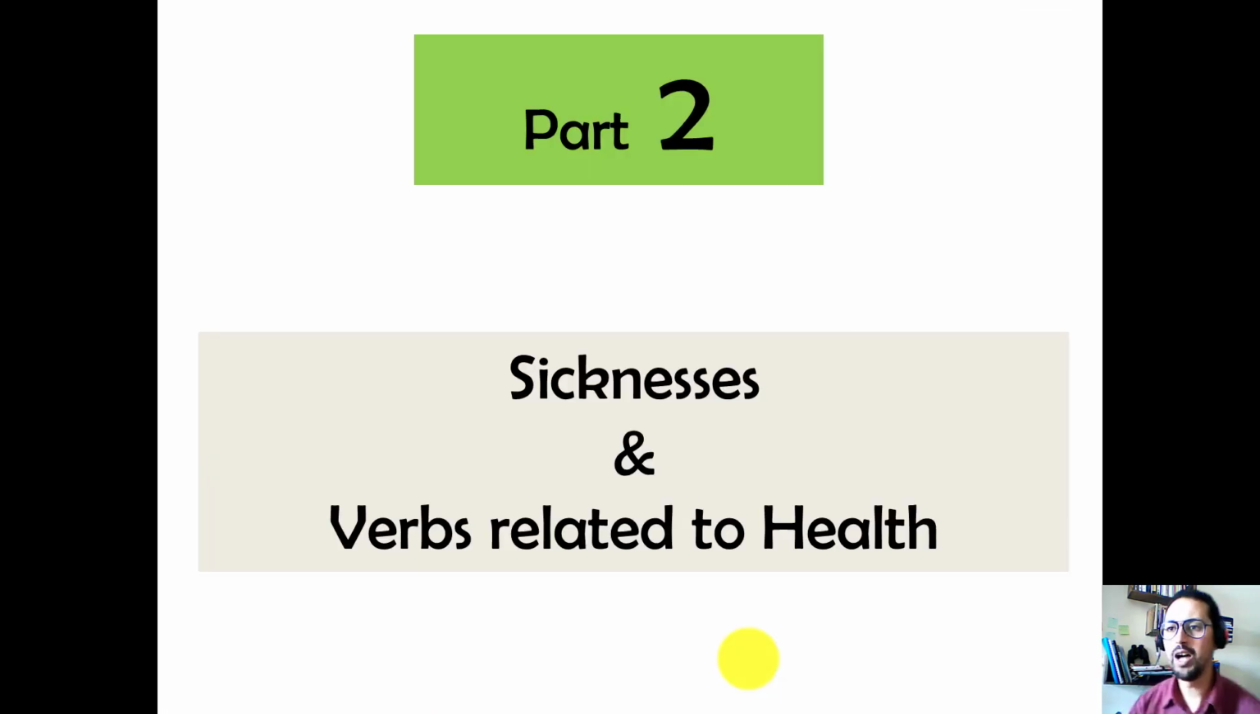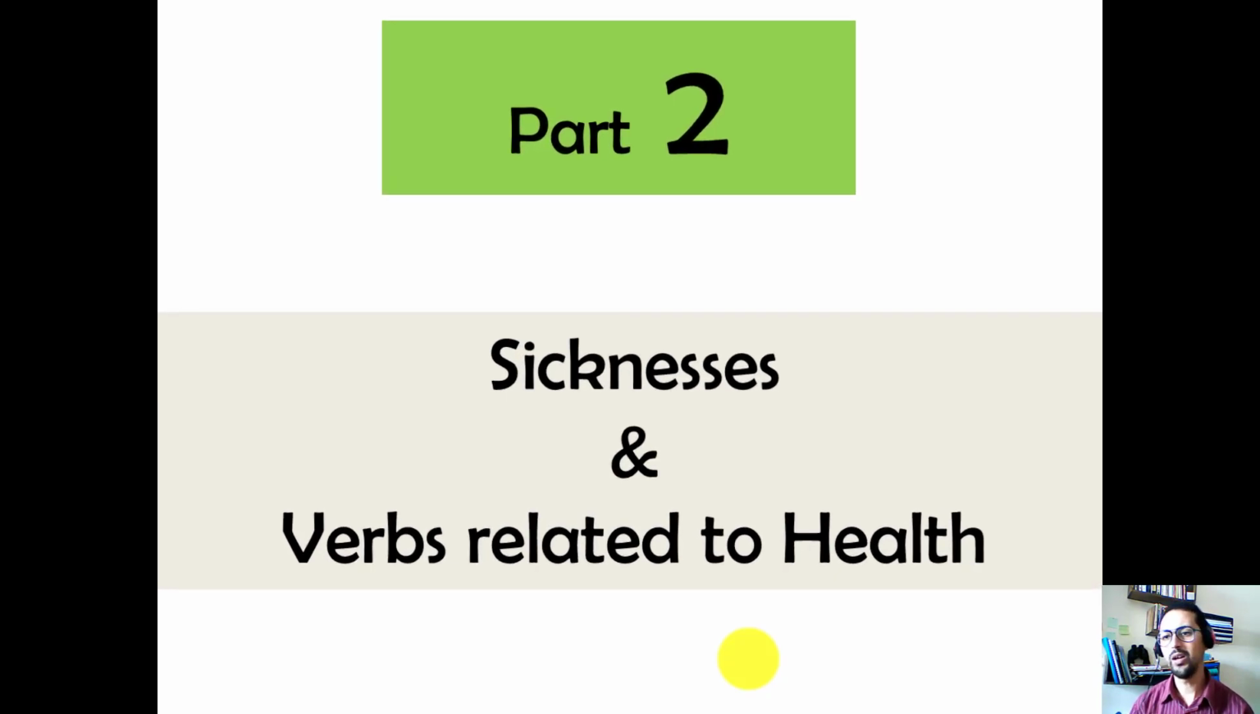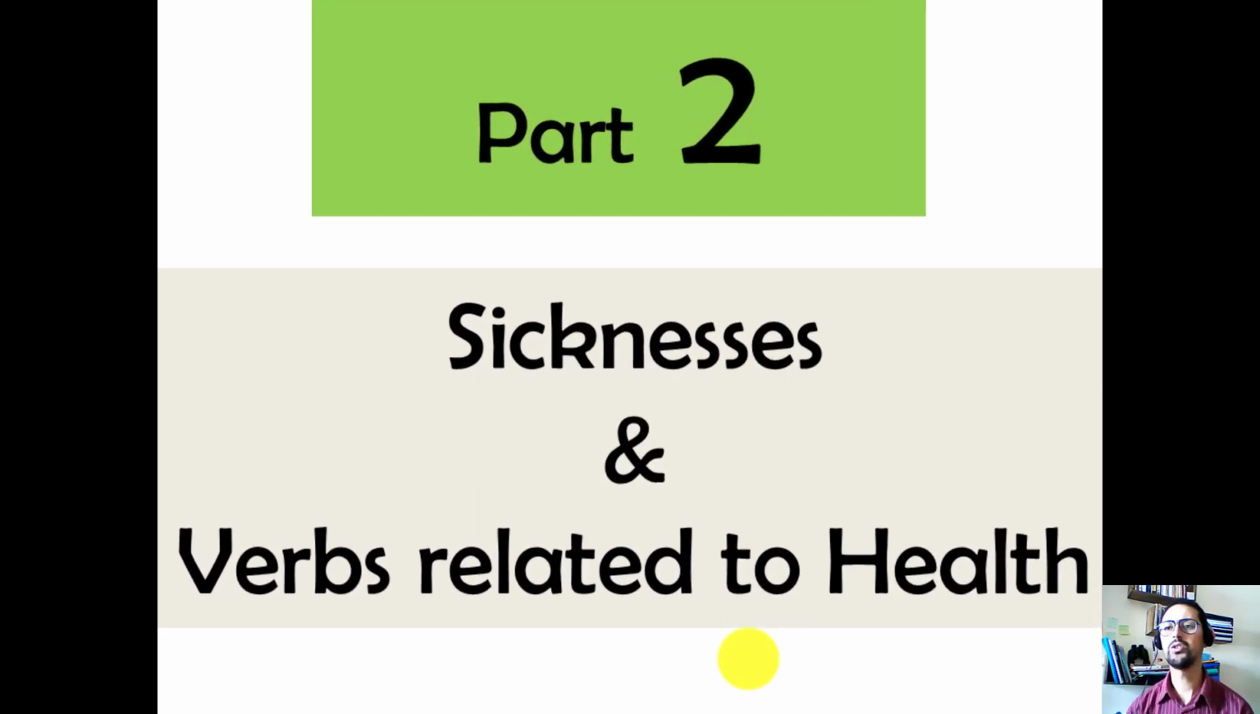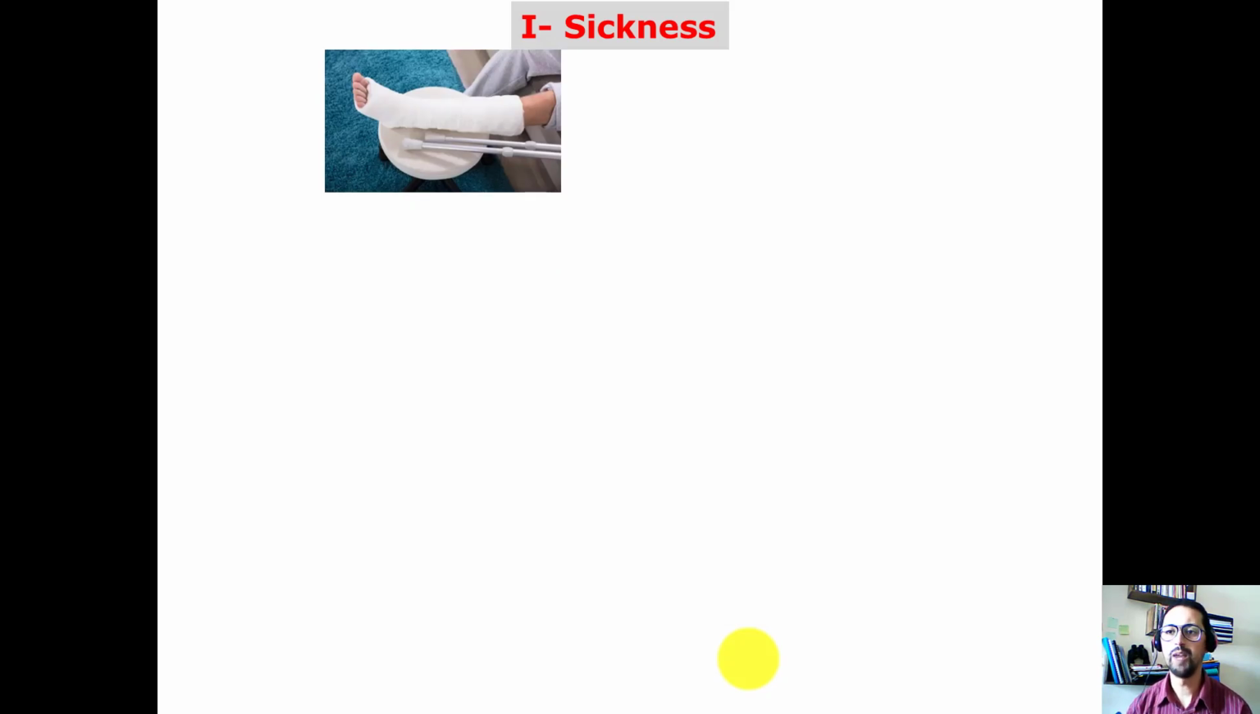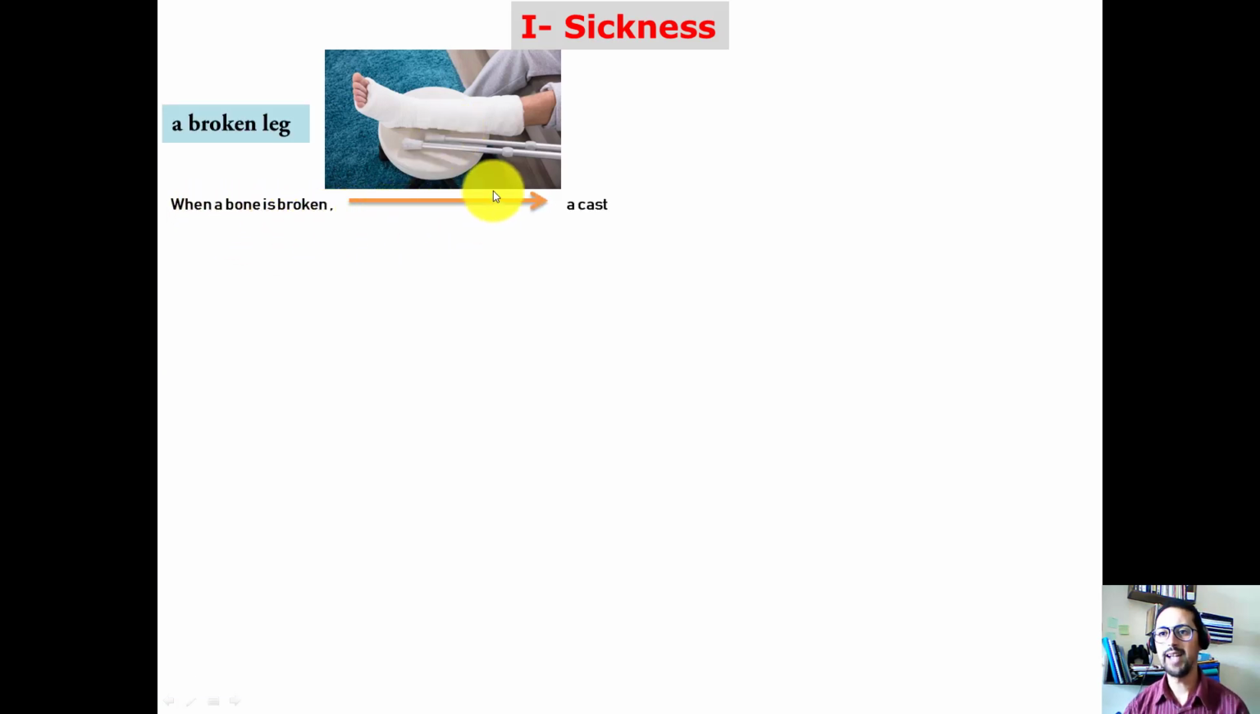active. Let's move now to deal with part number 2, which is about some sicknesses and verbs related to health. So as well here you are going to look at some pictures, try to describe them as well. Picture number 1. We can see here a broken leg. So when a bone is broken, it is then put in a cast to help immobilize the bone or the leg so that it heals quicker.